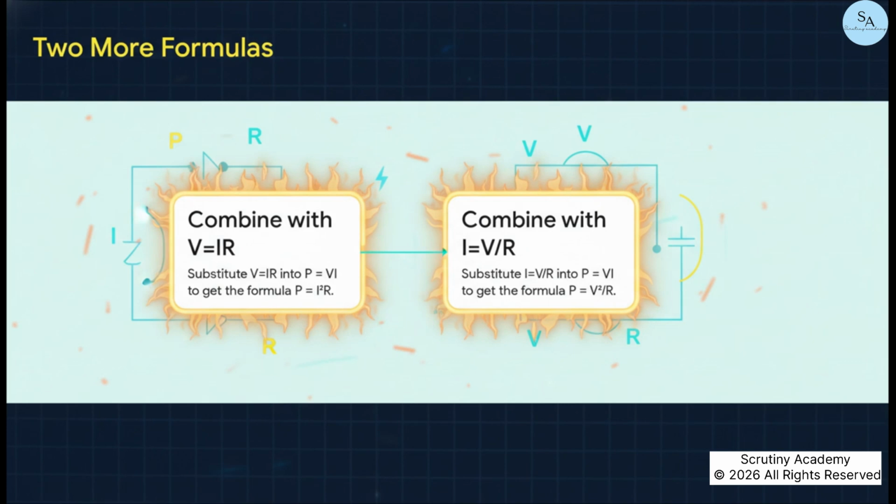But what if you don't know the voltage? Or maybe the problem doesn't give you the current? No problem at all. This is where our old friend Ohm's law comes to the rescue. We can just mix and match. If you substitute V with IR, you get our next formula, P equals I squared R. Or if you substitute I with V over R, you get our third one, P equals V squared over R. So really, you have a toolkit with three options. You just have to pick the right tool for the job based on the info you're given.